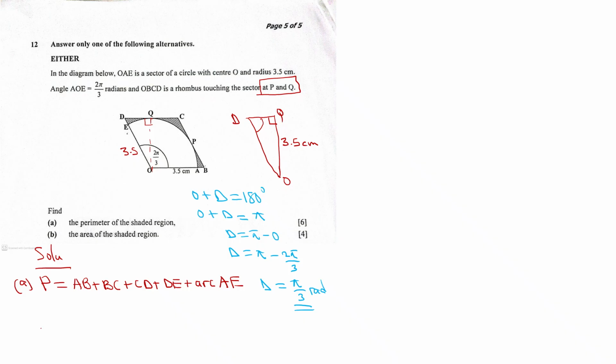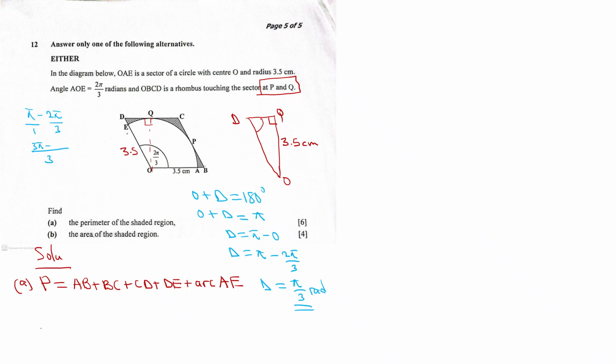Others will start asking, how have we found pi over 3? We've just subtracted 2 pi over 3 from pi. How have we done that? Look at this part here on the top left. We are saying pi minus 2 pi divided by 3. This pi, any number, is over 1. Find the common denominator, you get 3. 1 into 3 is 3. 3 times pi, you get 3 pi.